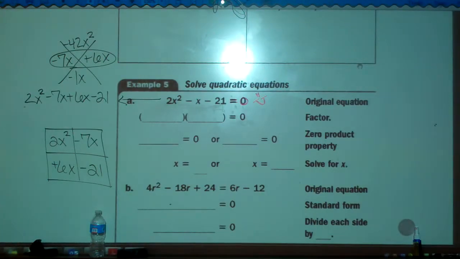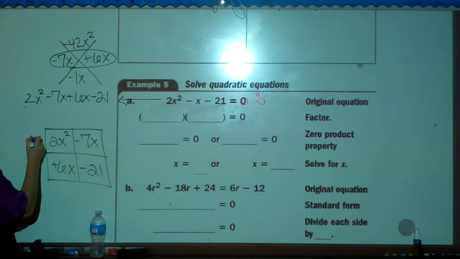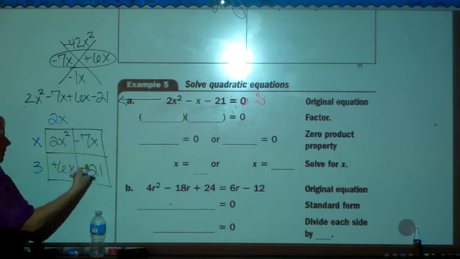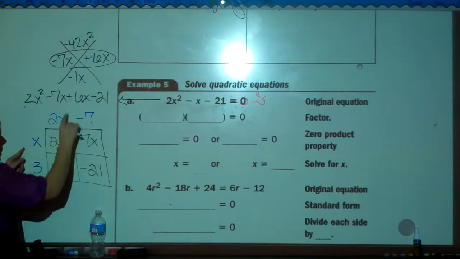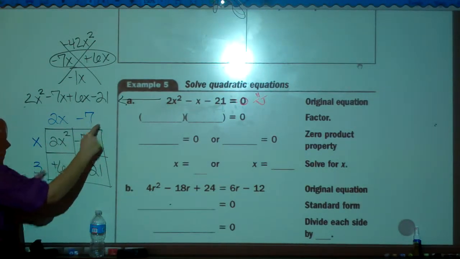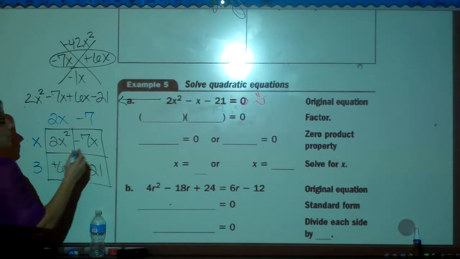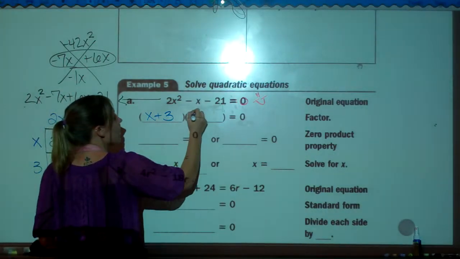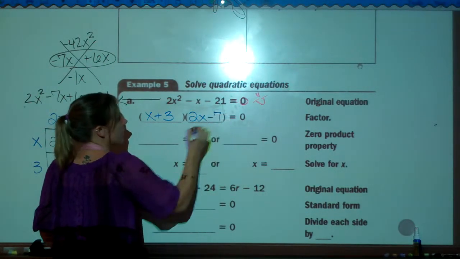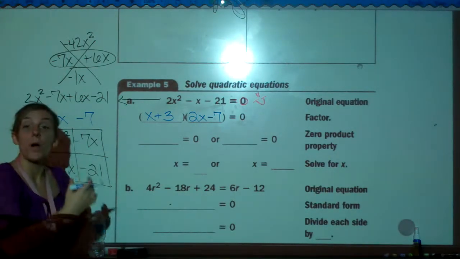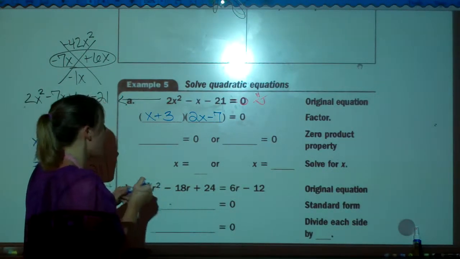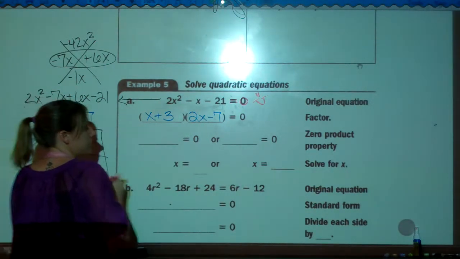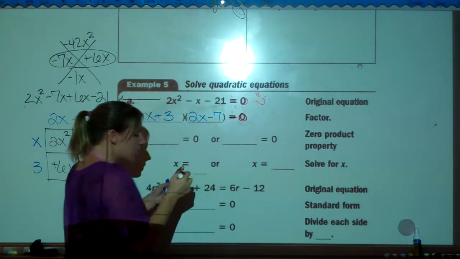So the GCFs are an x, a 3, a 2x, and a negative 7, because they're both negative. So I just want to multiply back in to make sure it all matches. So the binomials are x plus 3 and 2x minus 7. Okay? That's the longest part. The part that we're adding on to this is that now this times this equals 0.